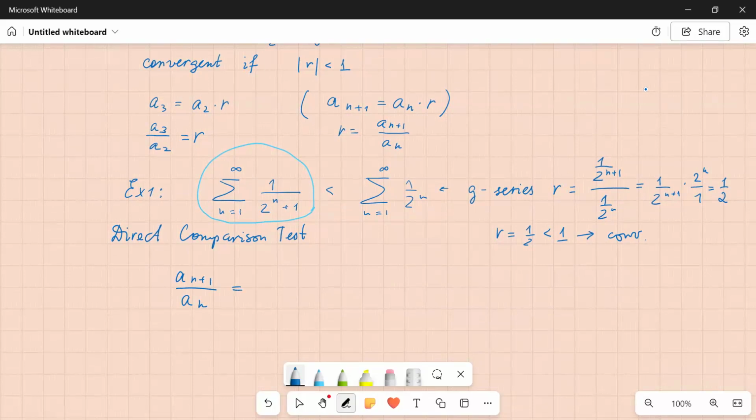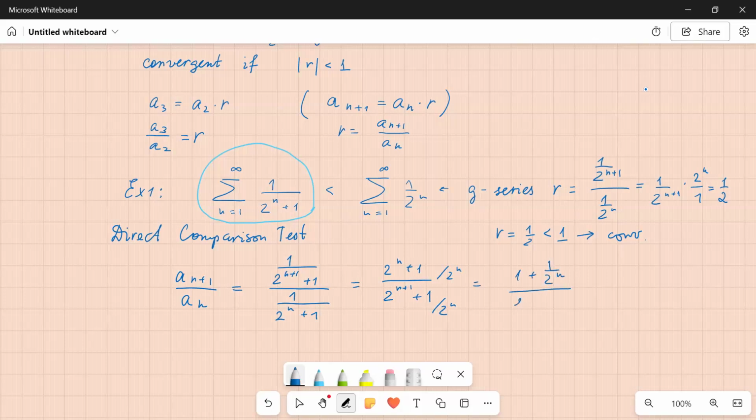So I'm going to write it down. It's 1 over 2^(n+1) plus 1, divided by 1 over 2^n plus 1. Again, we are going to flip it over. We get 2^n plus 1 in the numerator, and 2^(n+1) plus 1 in the denominator. I'm going to divide both numerator and denominator by 2^n, and we'll get 1 plus 1 over 2^n here. Sorry, I was trying to draw 1, but that's going to be 2, right? If we divide 2^(n+1) by 2^n, it's going to be 2.